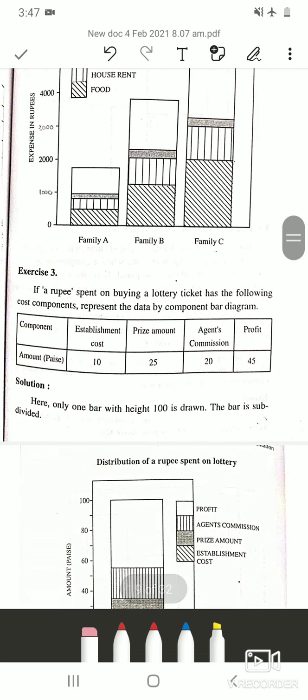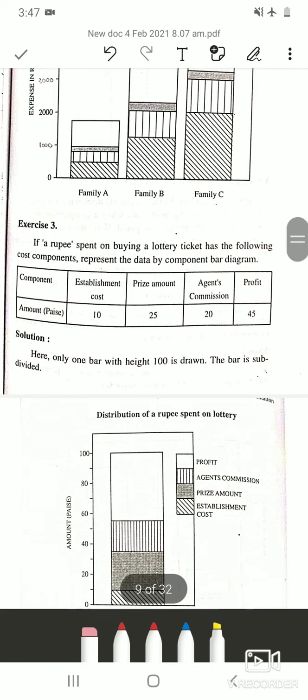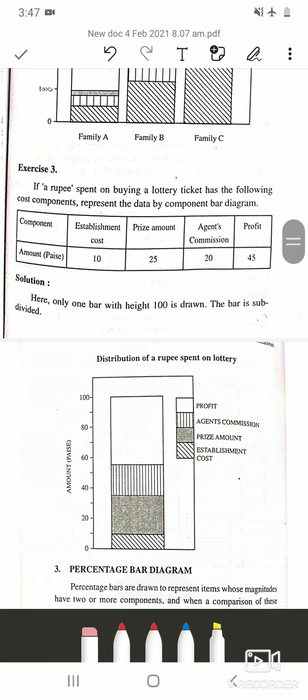So there is another example. If a rupee spent on buying a lottery ticket has the following cost components, represent the data by a component bar diagram. So here there is only one bar. They have given components, that is establishment cost, prize amount, agent's commission and profit, and the amount in paise is given, which is 10, 25, 20 and 45.